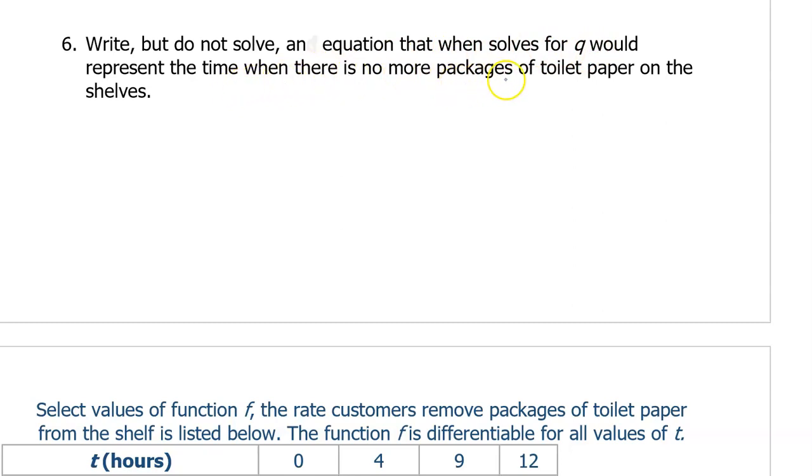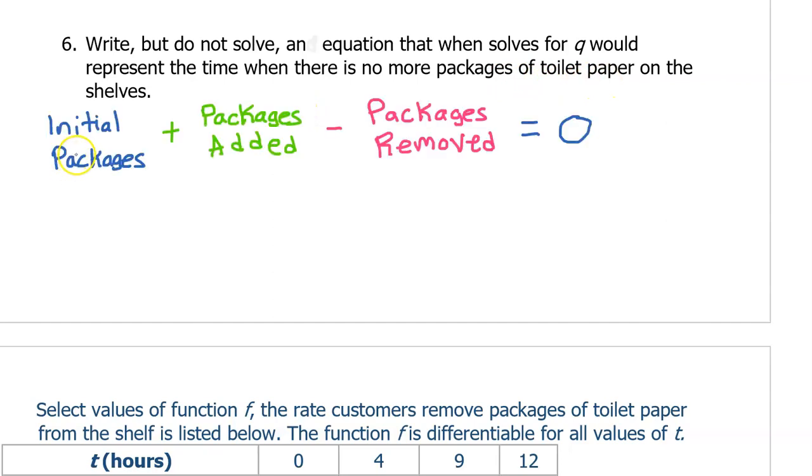Number 6. Write but do not solve an equation that when solved for Q would represent the time when there are no more packages of toilet paper on the shelves. So I guess the big idea would be that the initial number of packages plus the number of packages added minus the number of packages removed should equal 0 at time t equals Q. So we know that the initial number of packages was 50.